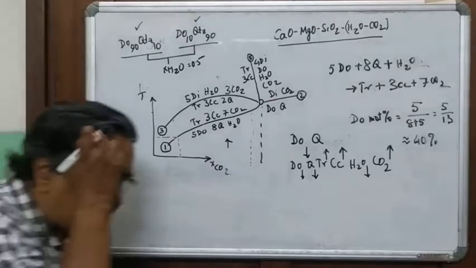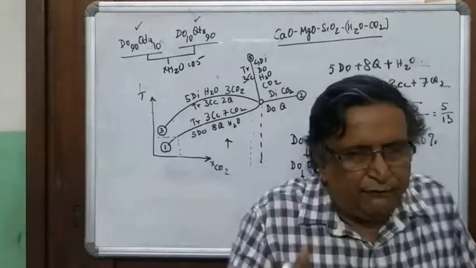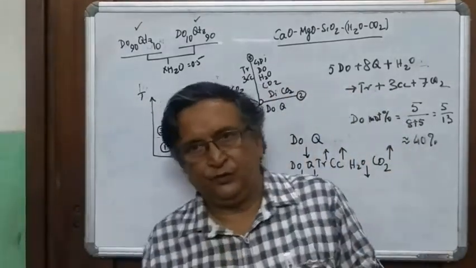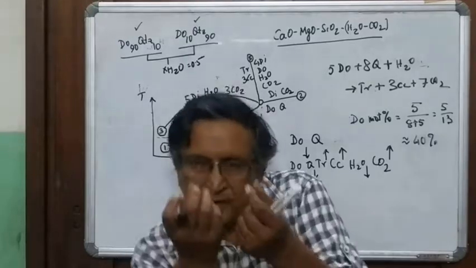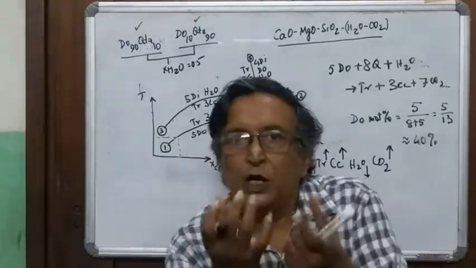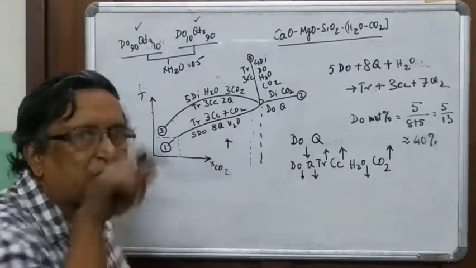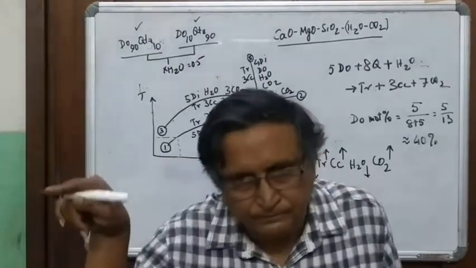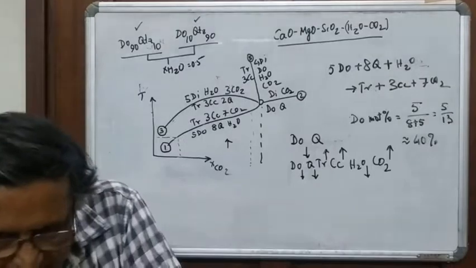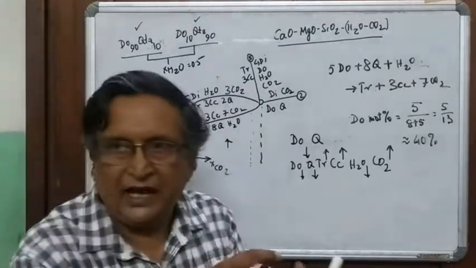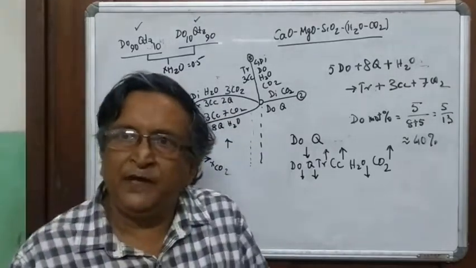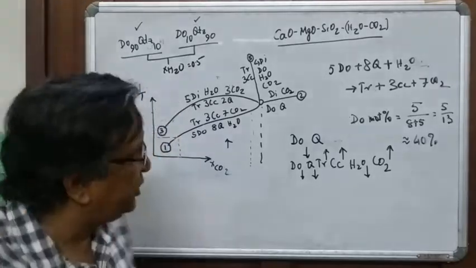So what will happen to the fluid? In the fluid there was H2O and CO2. H2O is being consumed. Consumed to do what? To produce tremolite, which contains the OH radical. So OH will be held up within tremolite. So H2O will be reduced and CO2 will be produced.